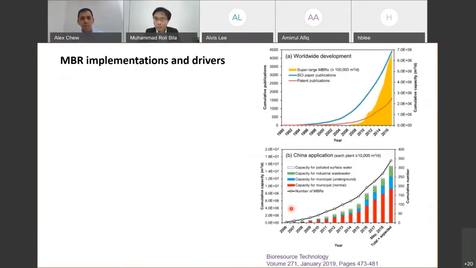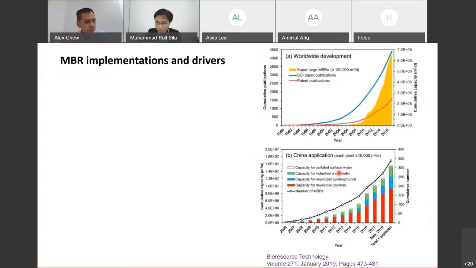Because of those advantages, you see this data is coming from this paper. I will share it with you later on. You can see the exponential increase in MBR capacity worldwide. This only captures the super large MBRs that have a capacity of more than 100,000 cubic meters per day, and you see the increment here is exponential. In academic terms, research on MBR is also hot, and there is an exponentially growing number of patented technologies related to MBR.